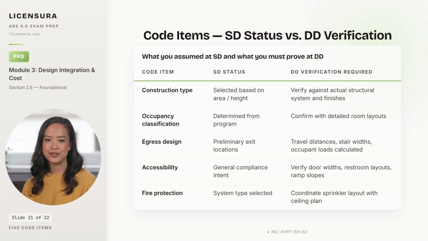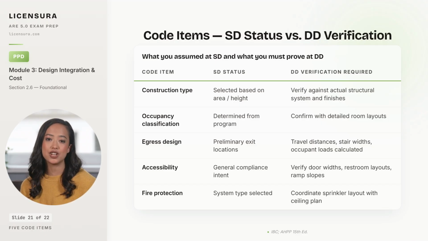to Type 3. Occupancy classification was determined from the program at SD, but the DD detailed room layouts must confirm the classification. A space programmed as office becomes an assembly if it includes seating for 50+ people. Egress design at SD had preliminary exit locations, but DD requires calculated travel distances, computed stair widths based on occupant load, and verified occupant load factors per the IBC.